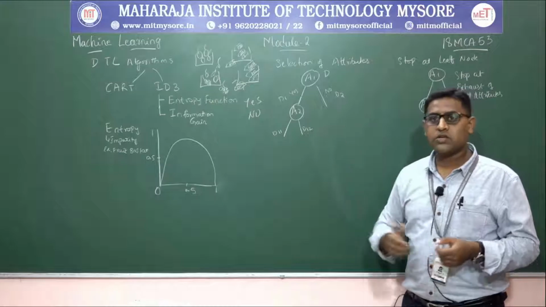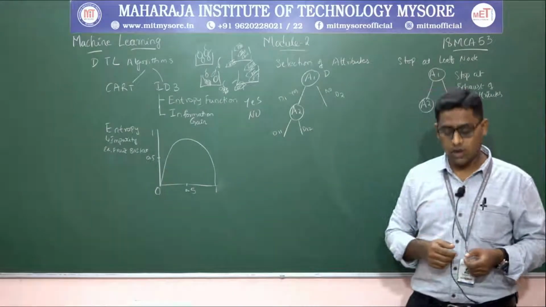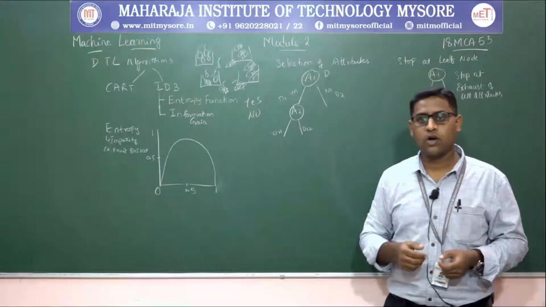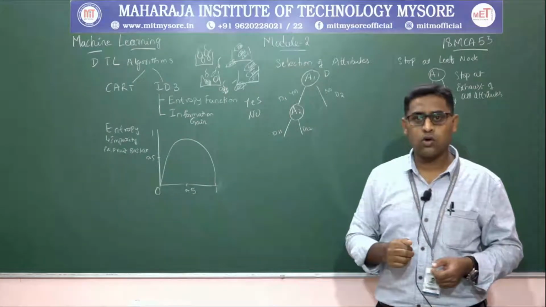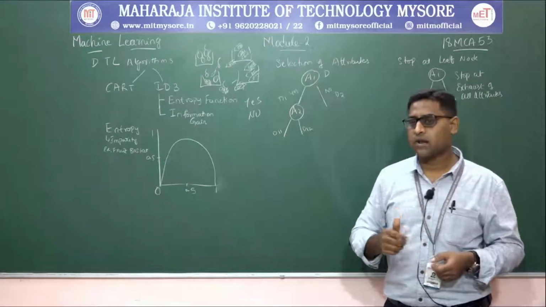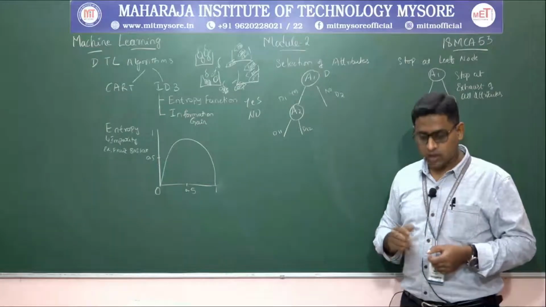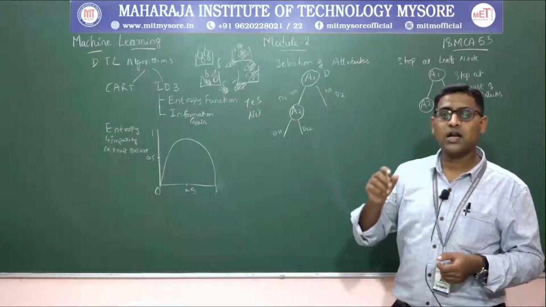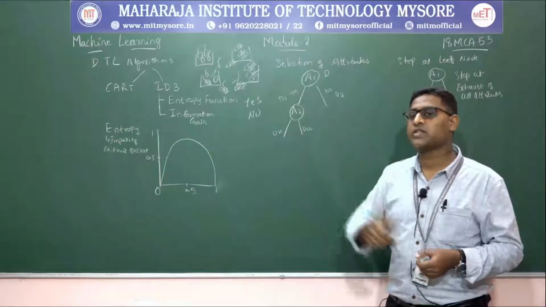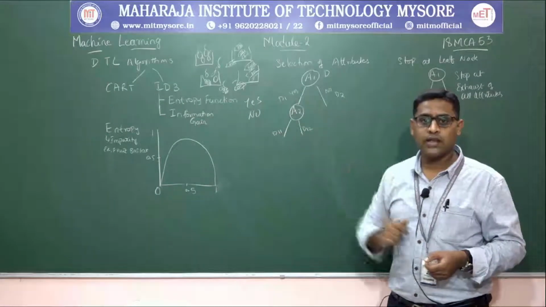Now the first step is to create a root node. How do we choose a root node? The attribute that best classifies the training data is used, and that attribute will be the root node of the tree. Now how do we choose the best attribute for the root? For that we use the ID3 algorithm.